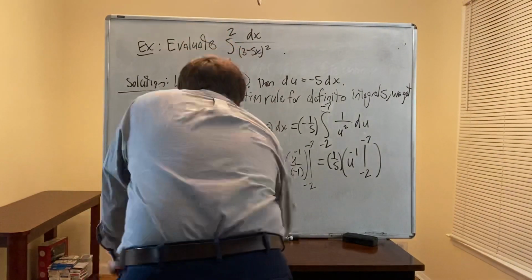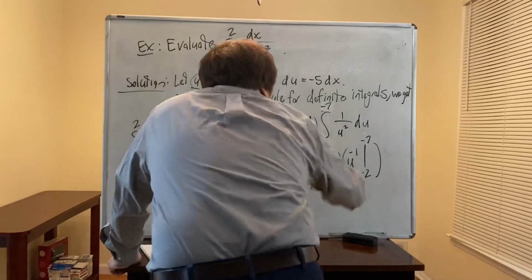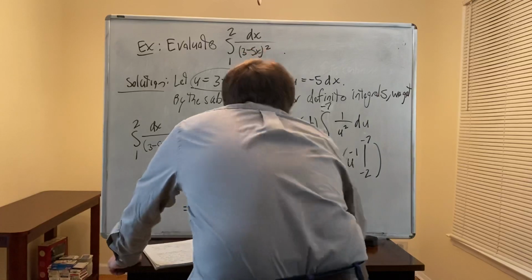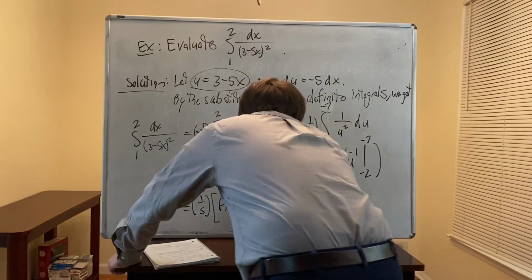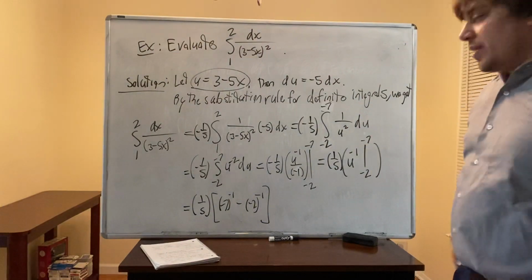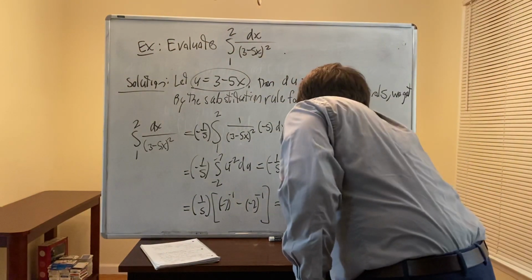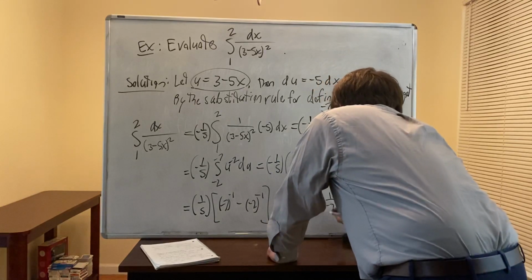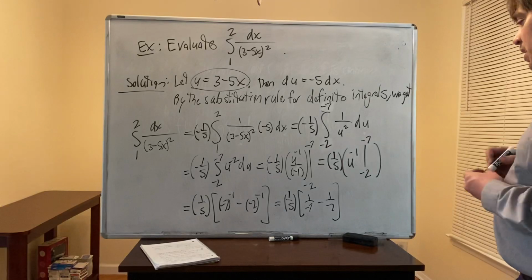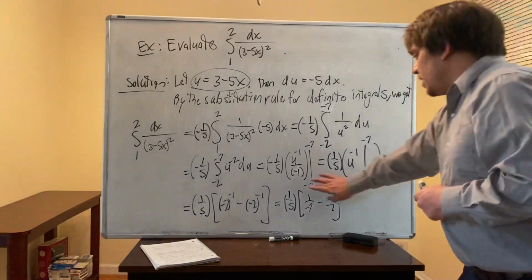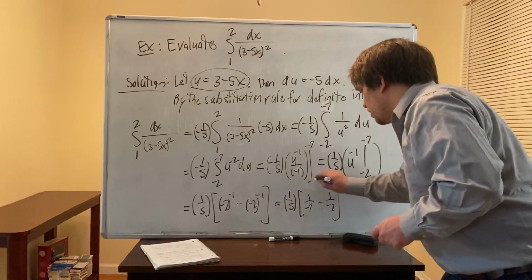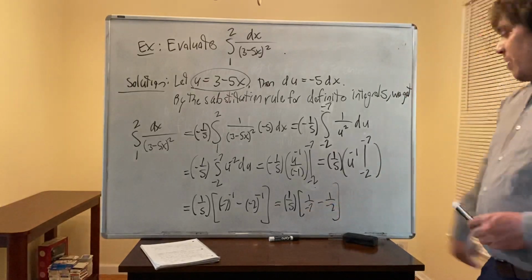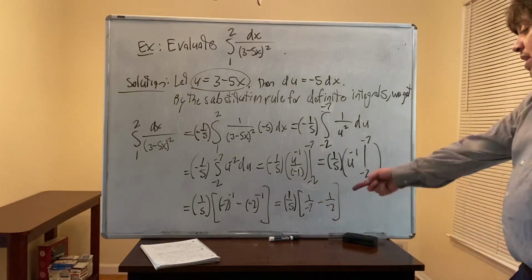And that's equal to 1/5 times, now u to negative 1 is negative 7 to negative 1 minus negative 2 to negative 1. Raising something to negative 1 is just 1 over that. This is 1/5 times 1 over negative 7 minus 1 over negative 2. So that negative 2 is for this step up here, this is separate. So this is 1/5 times negative 1/7 minus negative 1/2. So that's negative 1/7 plus 1/2.